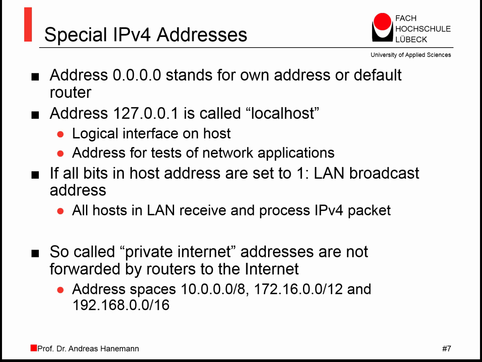If all bits of the host part of an IP address are set to 1, then this is the broadcast address for the local network. Furthermore, there are so-called private IP address spaces. For these address spaces, an agreement holds that these addresses are not routed in the internet. Everybody can use these addresses in an own network without coordinating this with others. See the video about network address translation to learn more why these addresses are useful.